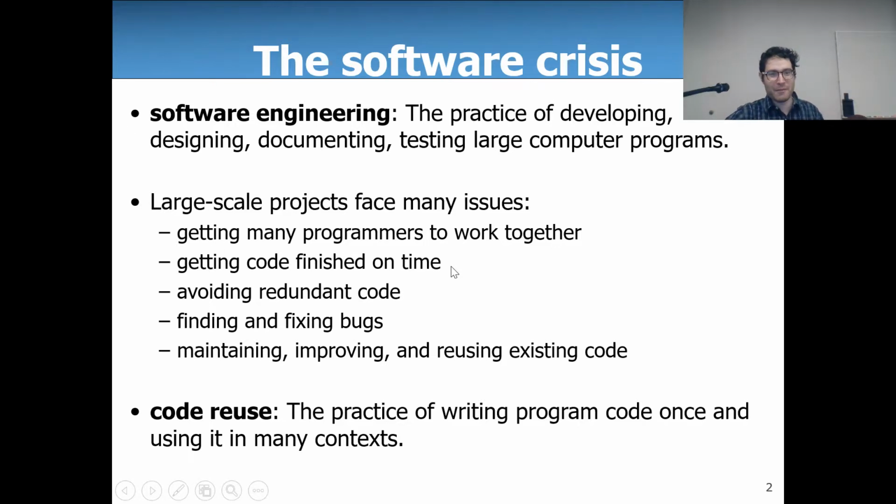Getting code finished on time. Oh my God, things get delayed all the time in software. Avoiding redundant code. If you've got a lot of people working together and they waste time making the same code, that's going to be terrible, right? If you've got 5 people doing the same thing, then you're wasting a lot of time and money. The bigger the program, the more mistakes are going to get made. And the more text there is to read through, the harder it is going to be to find and fix those bugs. And then you're not going to catch them all.